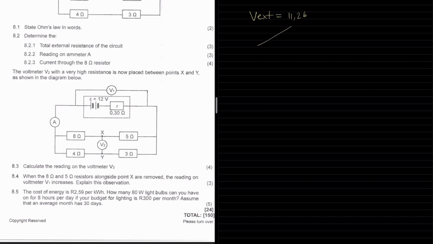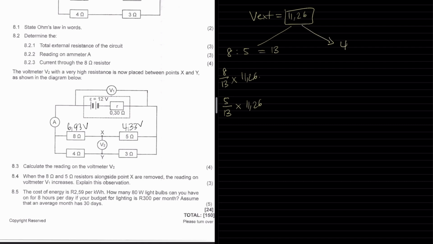So let's consider the first branch, which is the 8 ohm resistor and the 5 ohm resistor. We want to divide this 11.26 in that ratio. So 8 to 5, that's a total of 13 parts. So we'll do 8 divided by 13 times 11.26. That means the 8 ohm resistor is going to be using 6.93 volts. It then means that the 5 ohm resistor will be 5 over 13 times 11.26, which will be 4.33 volts.